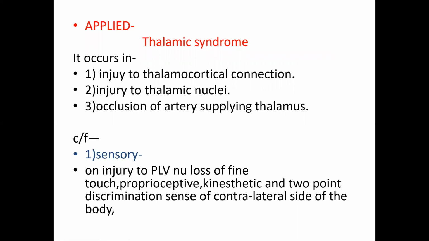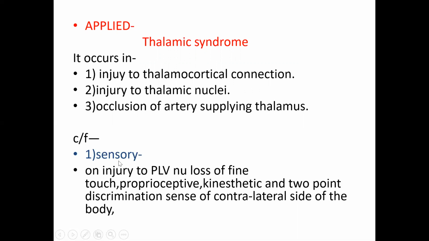What happens if there is damage to a particular group of thalamic nuclei? The main cause is injury to the thalamocortical connections, maybe because of damage to the particular artery supplying that thalamic nucleus. Injury to the thalamic nuclei can be because of a road traffic accident or occlusion of an artery, as I have told you. Then what are the functions?